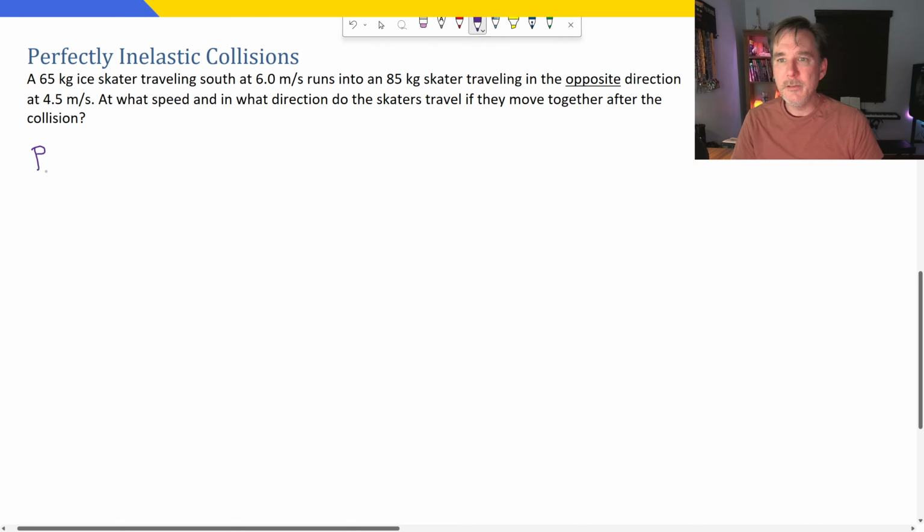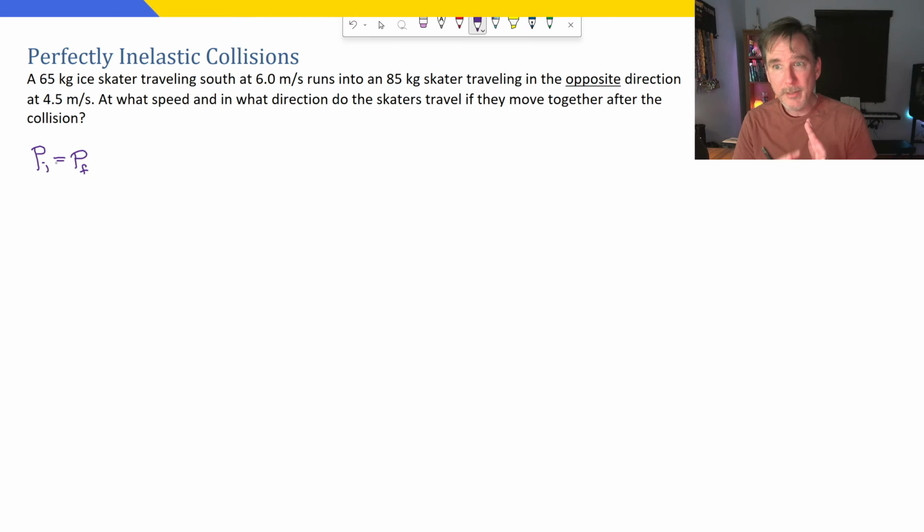The idea is that the initial momentum is equal to the final momentum. In other words, the total momentum of the skaters before they collide will be equal to the total momentum after they collide. So I could even squeeze the word total in to remind us it's not just one of the skaters, it's both of the skaters. All right. And so what that means is the total momentum.